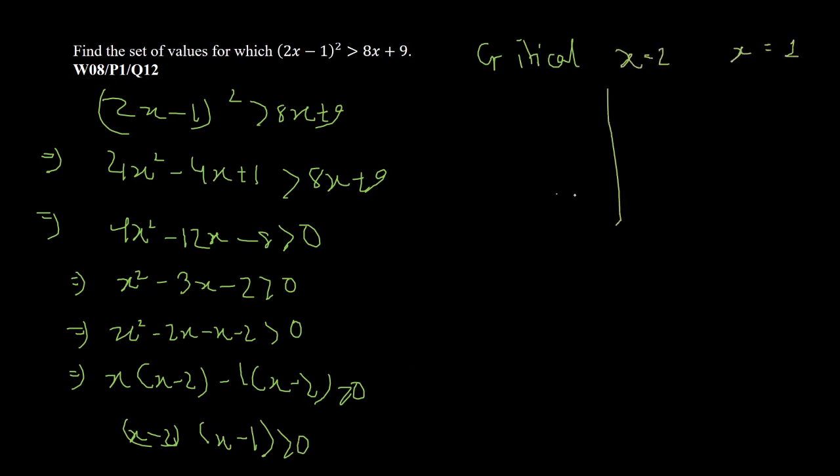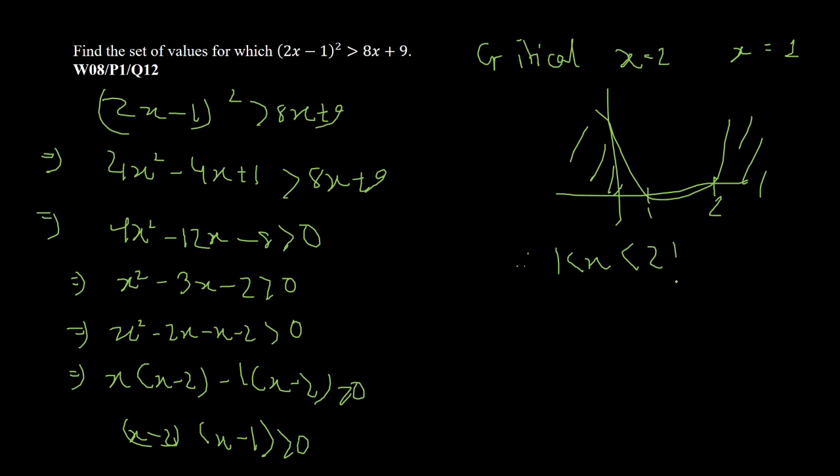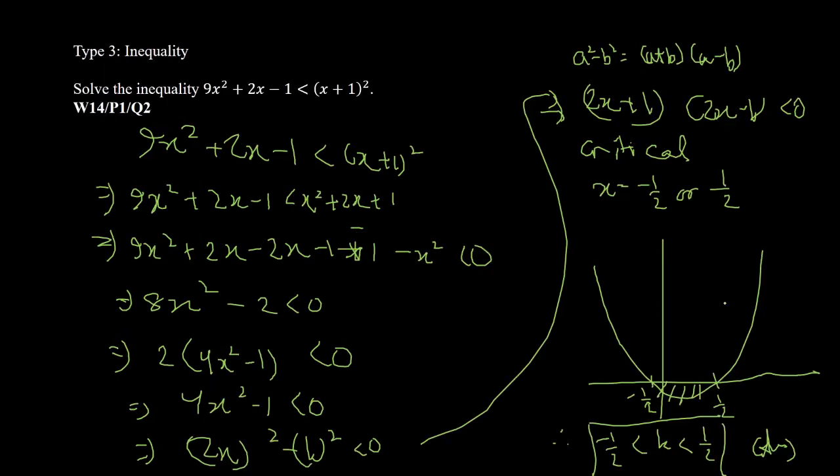So we have a graph, because it's a positive graph, or minimum graph, it's going to look something like this. This is 1 and this is 2. You notice that in between is going to be negative, and on the other hand everything else is going to be positive, except for 1 and 2 themselves. So we can write this as 1 less than x less than 2. This is the answer. This is going to be x here, not k.